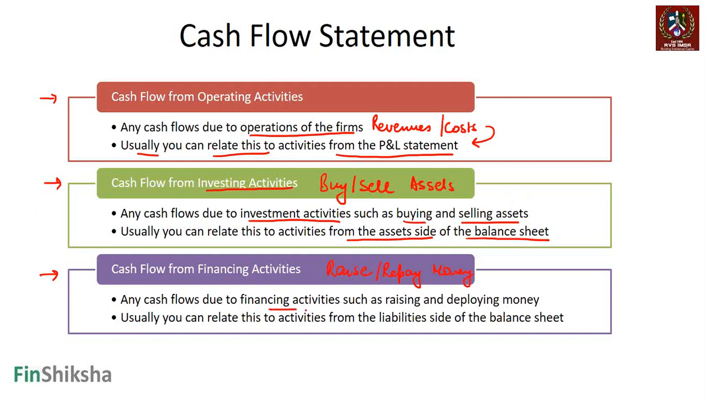Any cash flows due to financing activities such as raising and deploying money are going to go under cash flow from financing activities, usually because raising money and repaying money happens from guys who are the liabilities for us, or who are the sources of funds for us who are giving us money. This will relate to the liability side of the balance sheet, right? So the P&L statement is here, the balance sheet asset side is here, the balance sheet liability side is here, largely and loosely speaking. There are nuances in this which get captured at separate points of time.